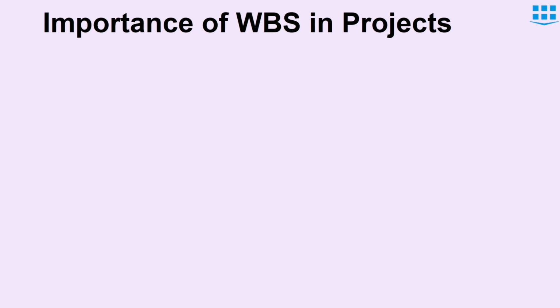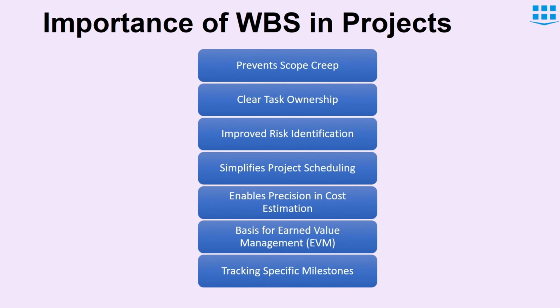Now let's discuss the importance of WBS in projects. First of all, we have preventing scope creep. Any work that is not part of the WBS is out of the project scope. This helps avoid unauthorized changes or additions to the project scope. Then we have clear task ownership. Each work package in the WBS is assigned to a team or individual. This makes clear who is responsible for completing a specific task.